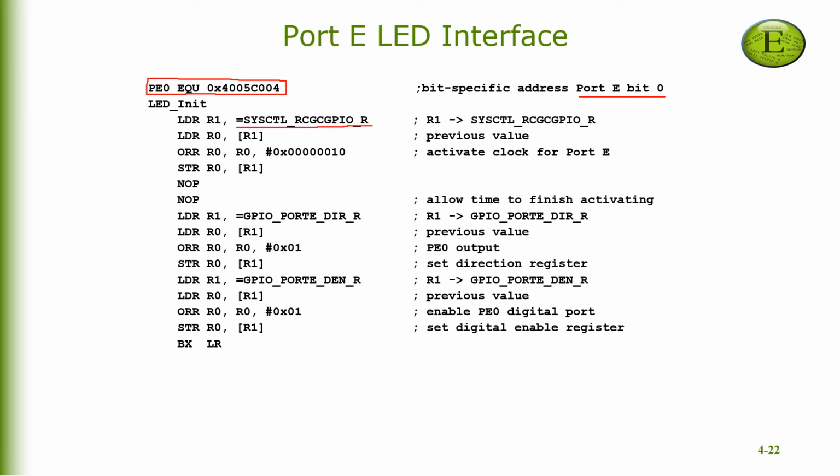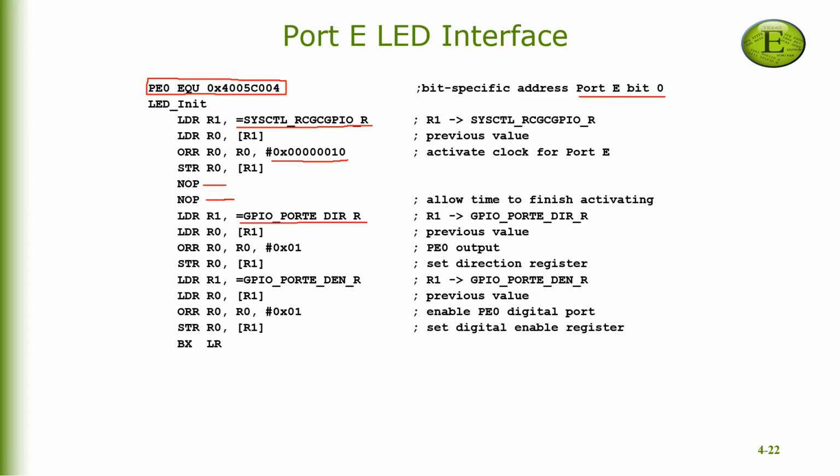And the first step is to enable the clock. For that, we set the clock register to hex 10. The upper 24 bits are all zeros. Then we wait for the clock to become stable. And once the clock becomes stable, we proceed and set the direction of port E bit 0.